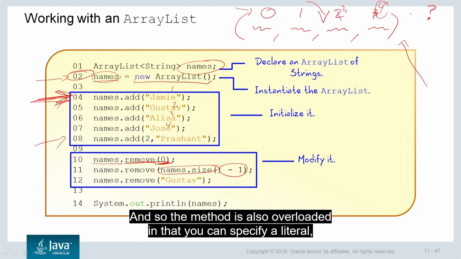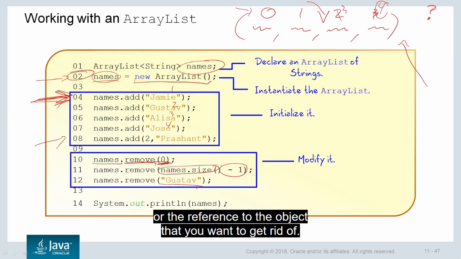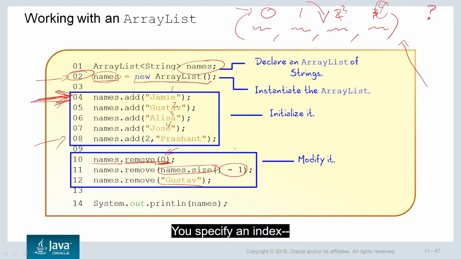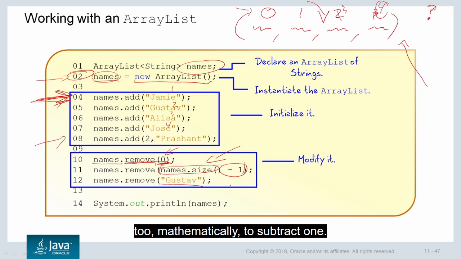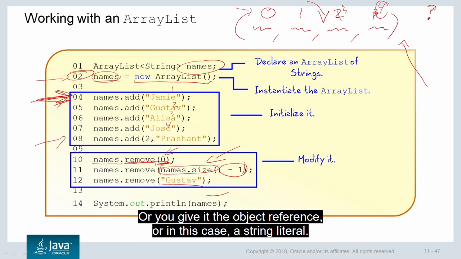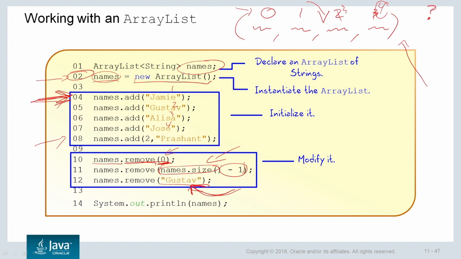The method is also overloaded in that you can specify a literal, or a reference to the object that you want to get rid of. It's overloaded in the following ways. Here, you specify an index. This is also specifying an index, but you're doing a little work on it mathematically to subtract 1. Or you give it the object reference, or in this case, a string literal.